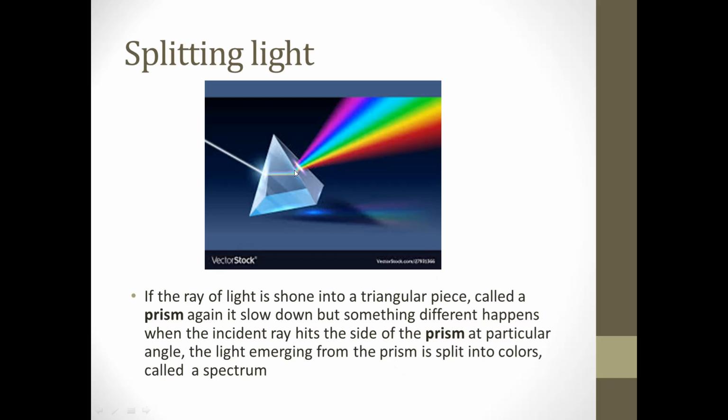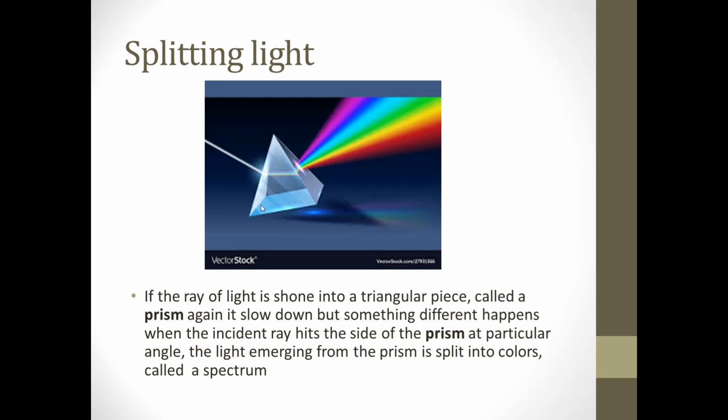So when this light comes out from the prism, it starts to split into many colors. These colors are called a spectrum. All these colors are called a spectrum, and the process when the white light splits into many colors is called dispersion. Is it clear? So we have new terms: spectrum, prism, and dispersion.